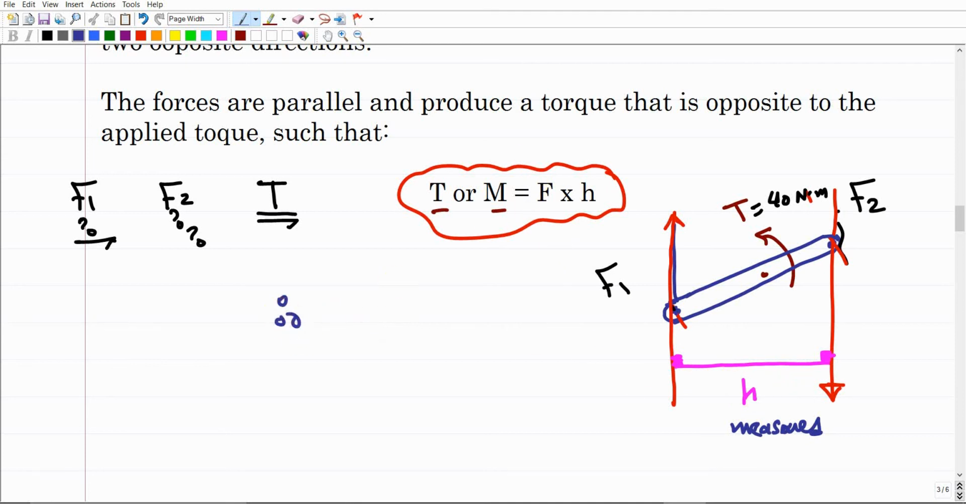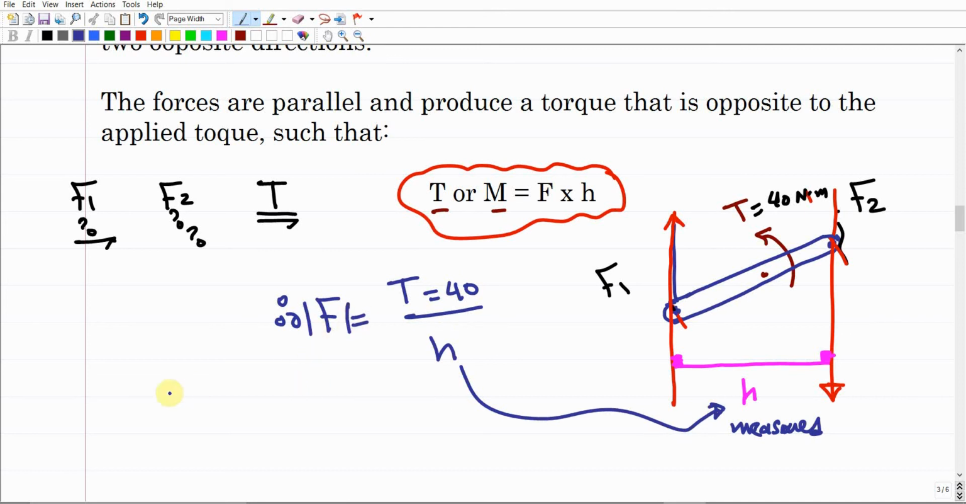So we can say that F equals the torque value, which is already given as 4 Newton meters, over the H that you measure here, to end up with the magnitude. This gives us the magnitude of the force F, and you should understand that the magnitude of F1 equals the magnitude of F2, equal to the magnitude we just calculated. So this is how we can find the magnitude and specify the direction of these two forces for a member that is subjected to two forces and a torque.